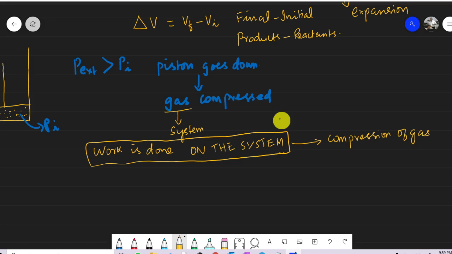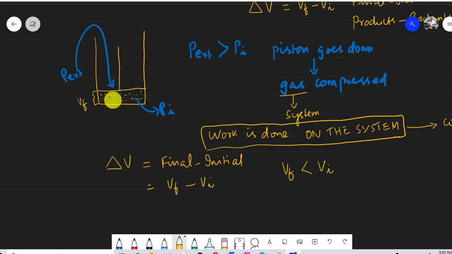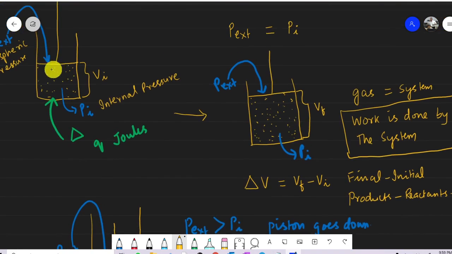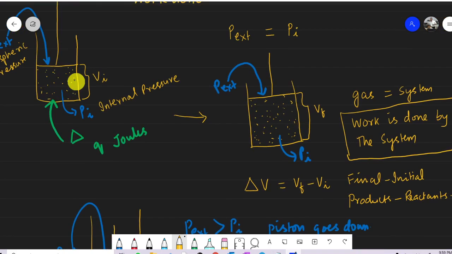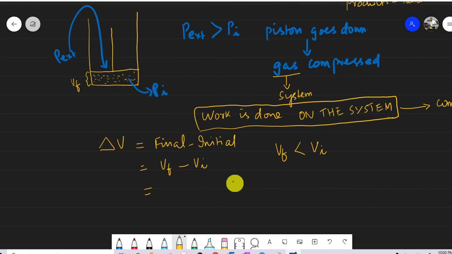Now if we measure the volume here again, this is the final volume. As before, delta V, the change in the volume, is given by final minus initial, Vf minus Vi. As we can see from this compression, the final volume is smaller than the initial volume, because the initial volume is greater than the final volume. Therefore this algebraic sum, where Vf is less and Vi is more, is going to be a negative value. So delta V is negative.